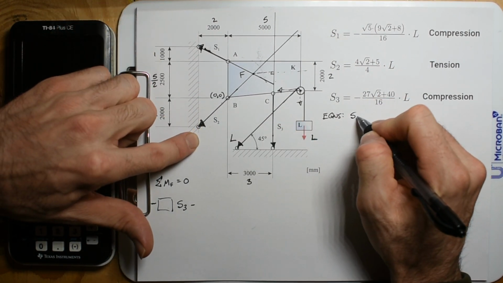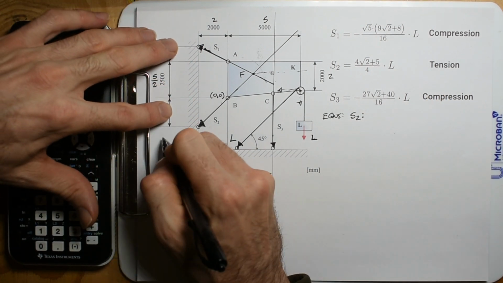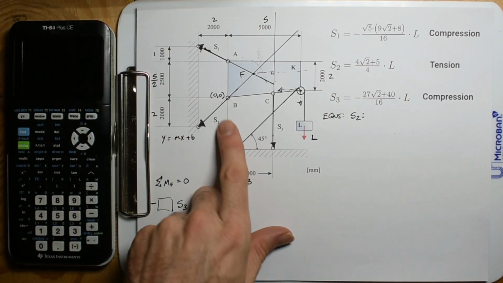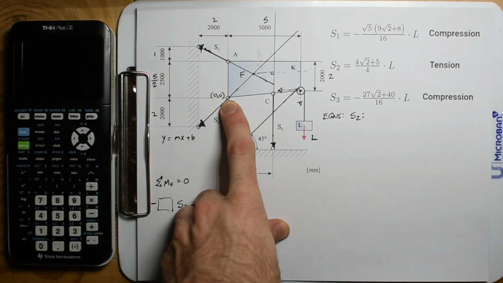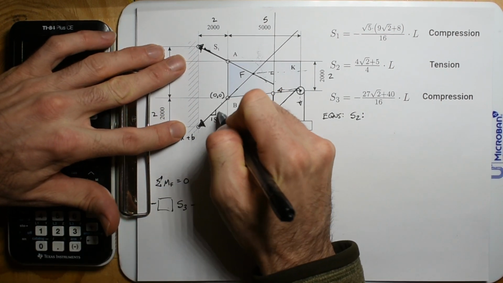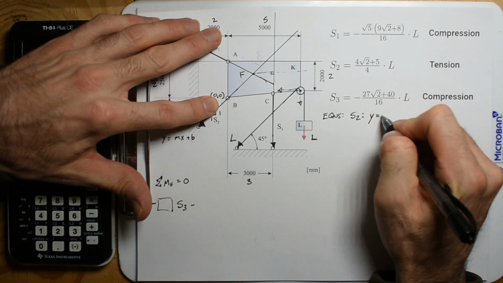So let's start with S2. That's probably the easiest one. The general form of an equation is y equals mx plus b. We don't have any y-intercept right here, and this slope is 1. So we have 1, 1, a 45-degree angle. So the equation for this line is y equals x.